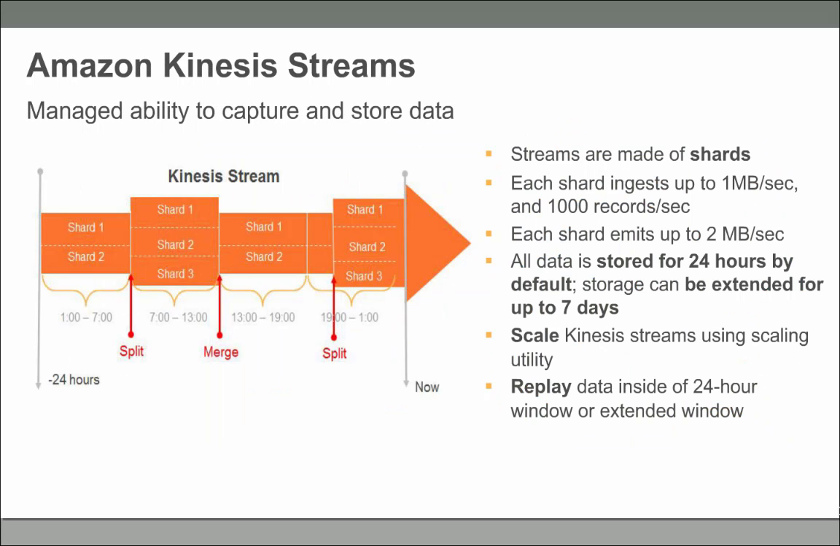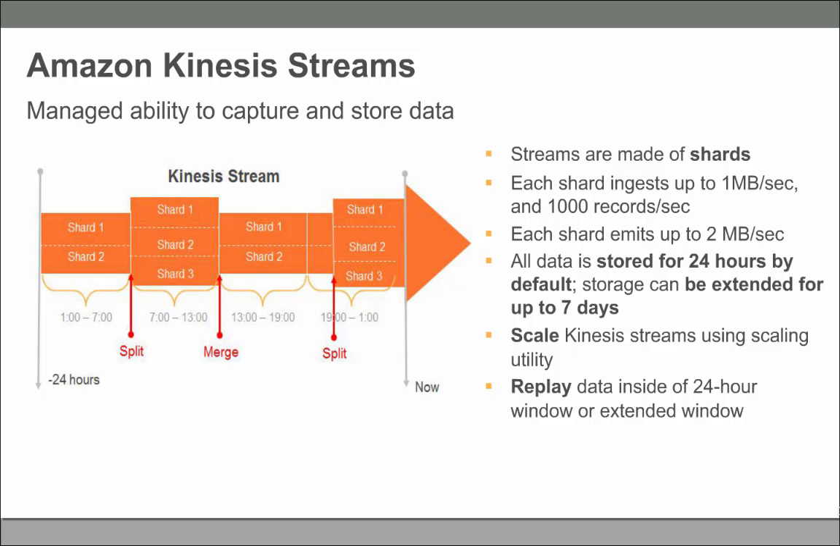Kinesis streams are comprised of shards. So you have one logical stream, and that stream, like I said, is made up of shards. Each shard can handle up to 1 megabyte per second of input or 1,000 records per second. And each shard can emit up to 2 megabytes a second and have up to 5 concurrent readers.